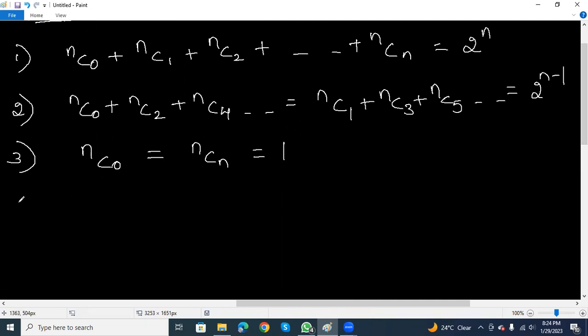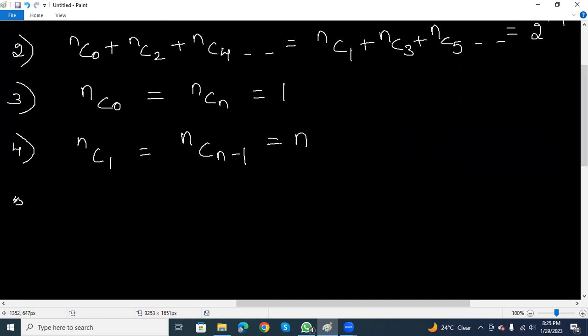Next, in a similar way, what is the second term? NC1. The second coefficient is NC1. And the last but one coefficient is NC(N minus 1), because NCN is the last coefficient. So NC1 and NC(N minus 1) are both equal to N. And this is another property.